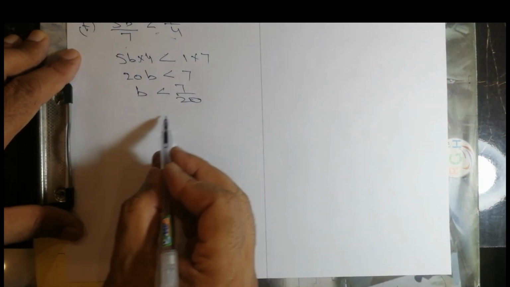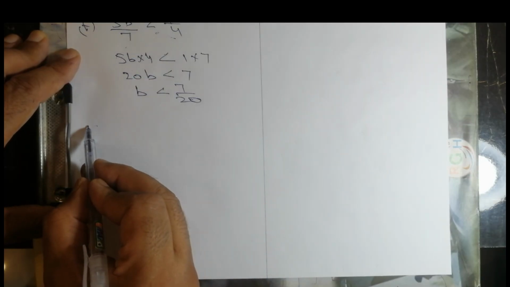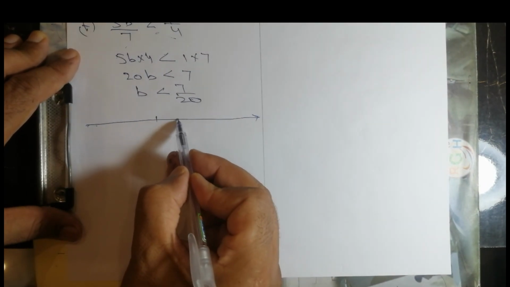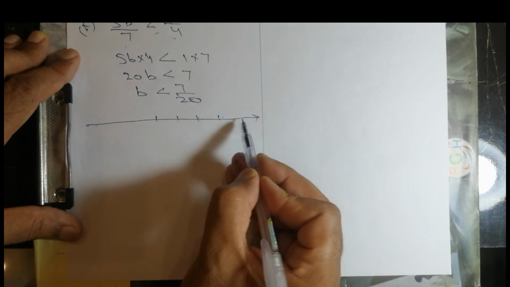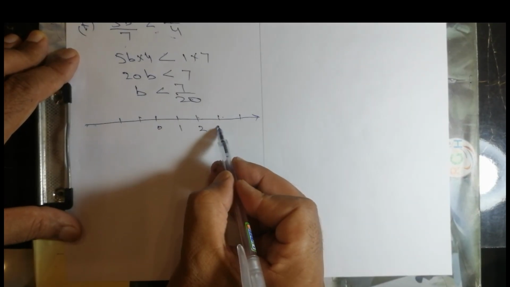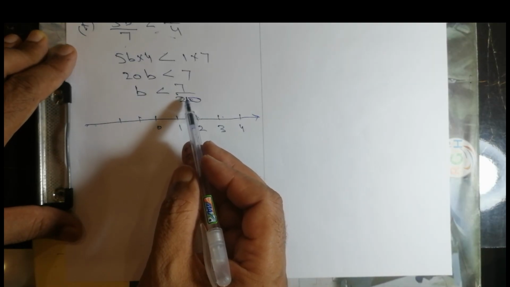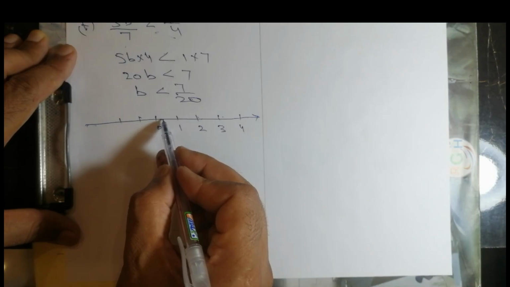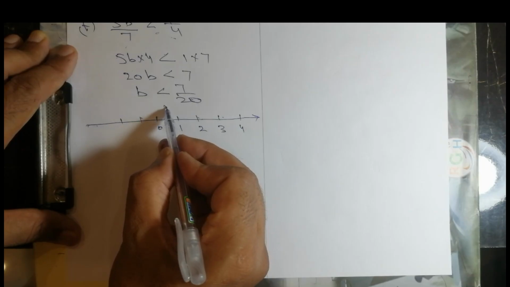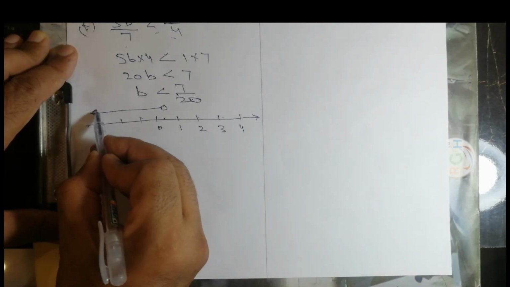If we divide 7 by 20, it is 0.35. If this is the number line, 0, 1, 2, 3, 4, minus 1, minus 2, this is a point about 0.4, somewhere here. So b less than, so an open circle here, and the line goes to the side of this point.